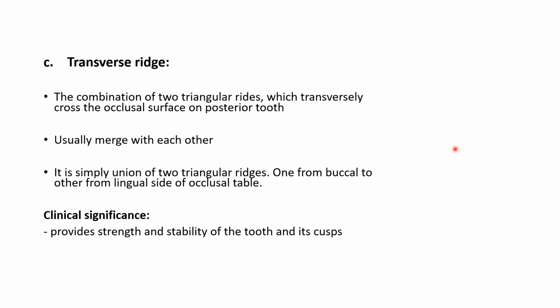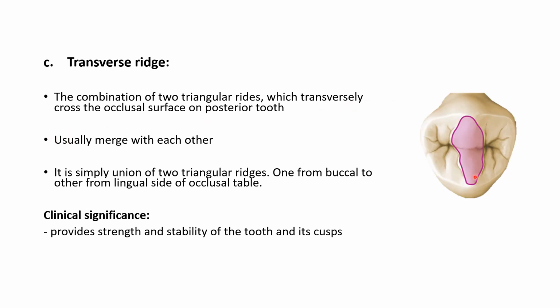Then transverse ridge. What is a transverse ridge? The combination of two triangular ridges. This is a combination of the two triangular ridges which transversely cross the occlusal surface on the posterior tooth. Now this is one triangular ridge and this is another. So it's a combination, an imaginary ridge, because here there is a depression, but it's still an imaginary ridge which runs transversely from the buccal surface to the lingual surface.